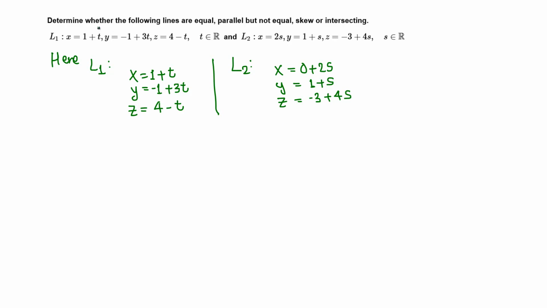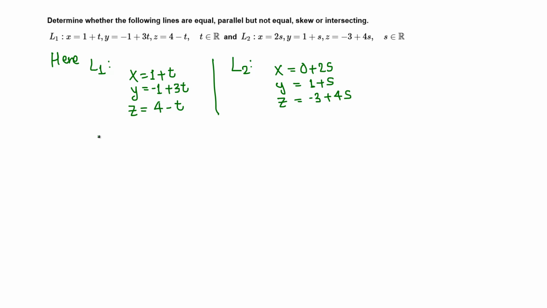Determine whether the following lines are equal, parallel but not equal, skew or intersecting. So we have two lines, written here so that we can visualize better. The first line is just 1 plus t, negative 1 plus t.